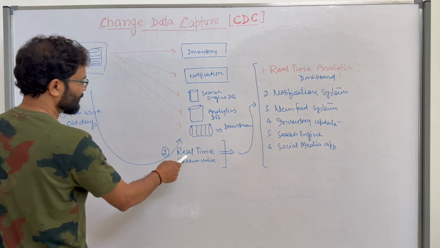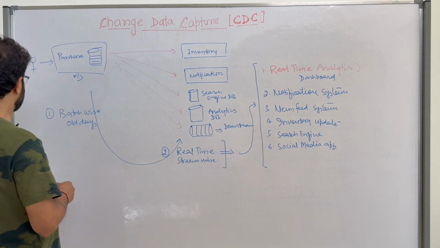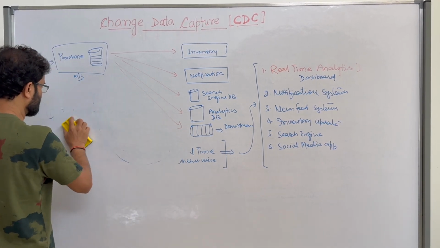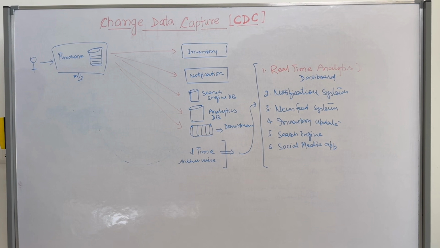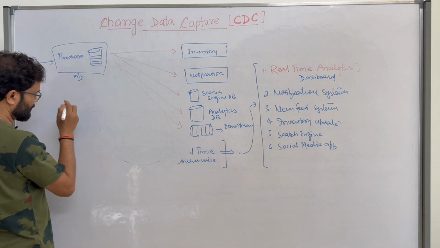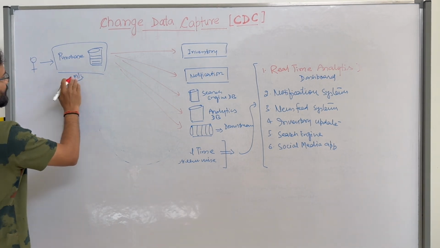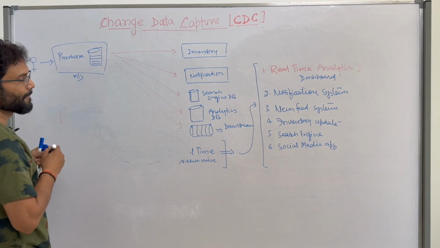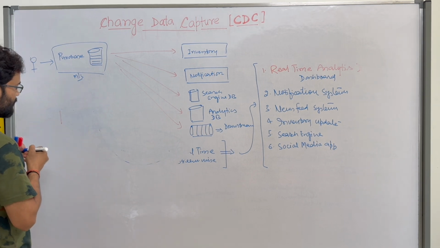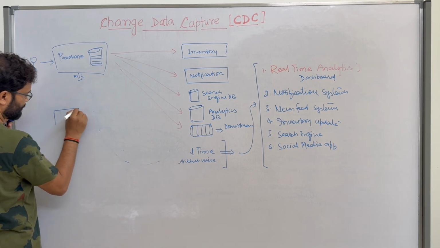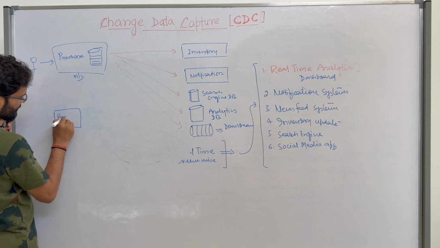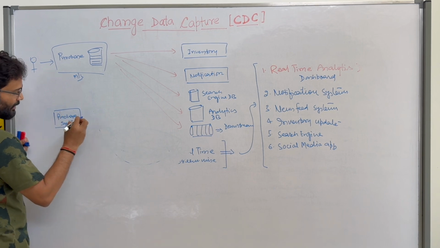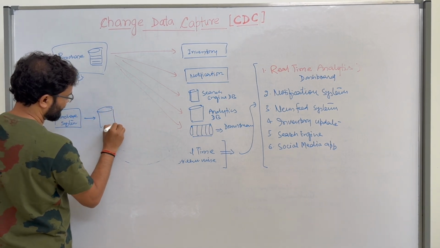But now how can you do that? Suppose you have one microservice that is called the purchase system, and it updates the purchase database, right?